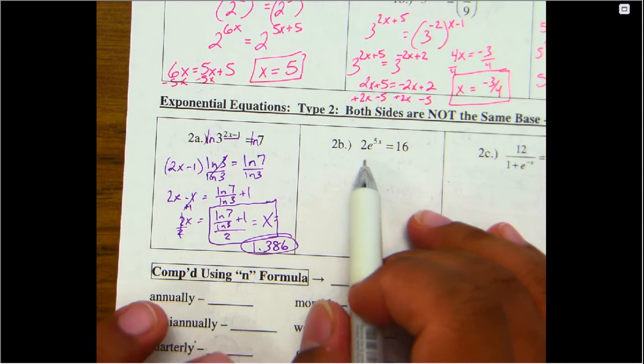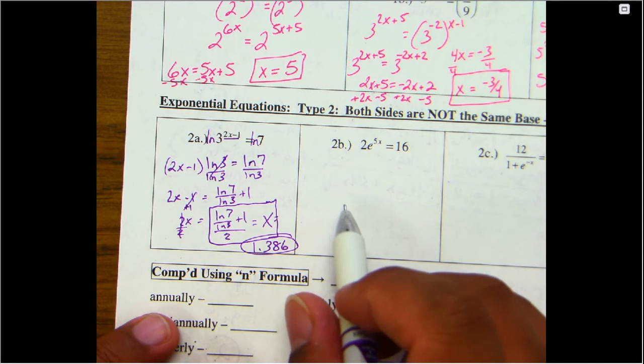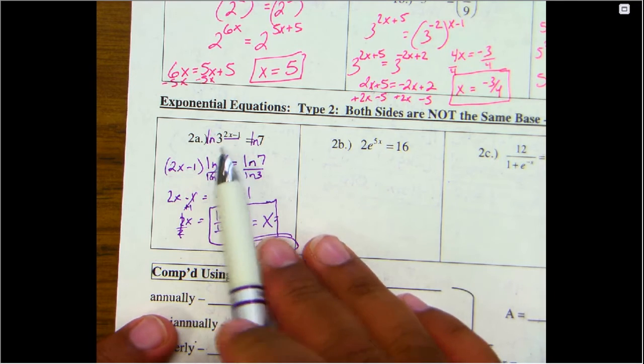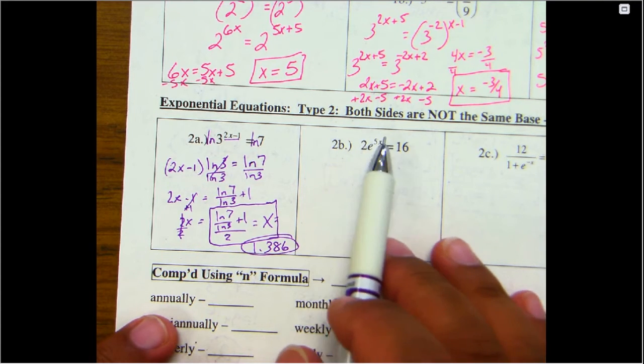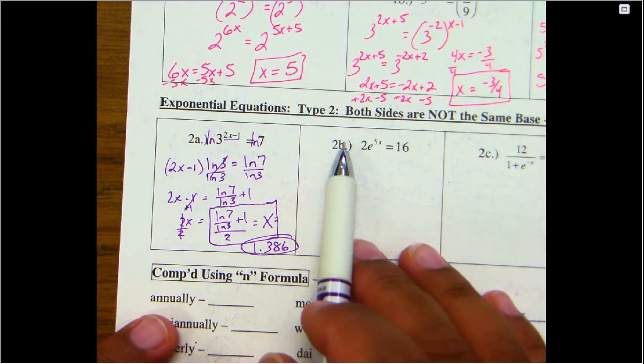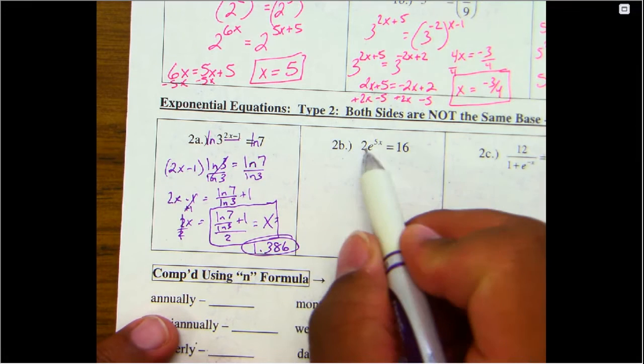All right, let's look at the next one. What should I do first? Nope. Divide by two. The difference between this one and the last one is that this one is an exponential function with a coefficient in front of it. Always divide by anything that's multiplied by the exponential function first.